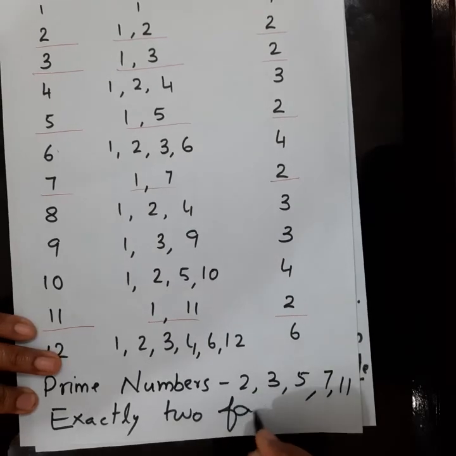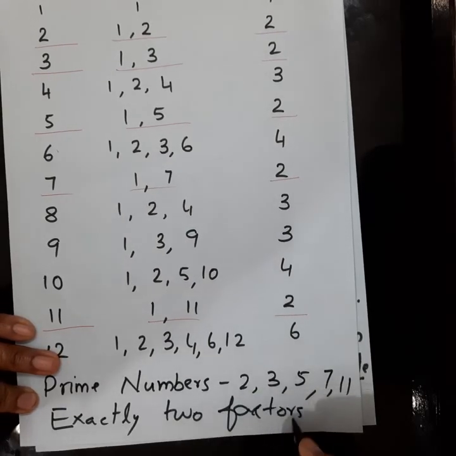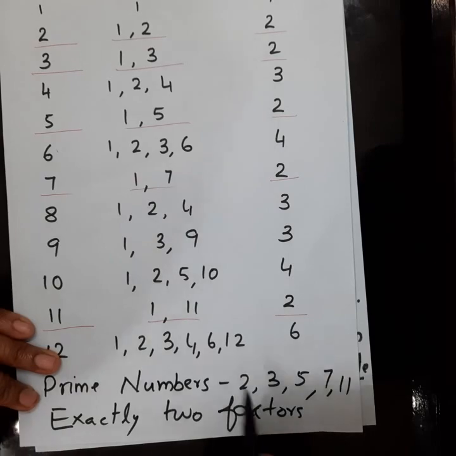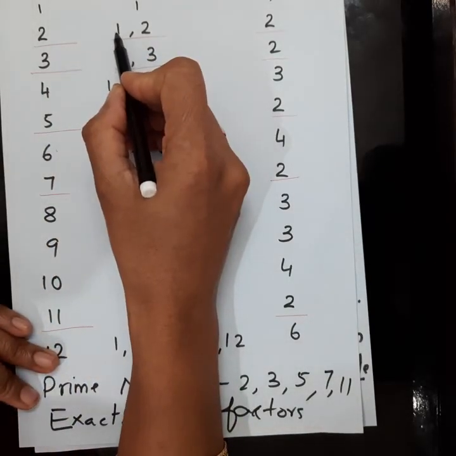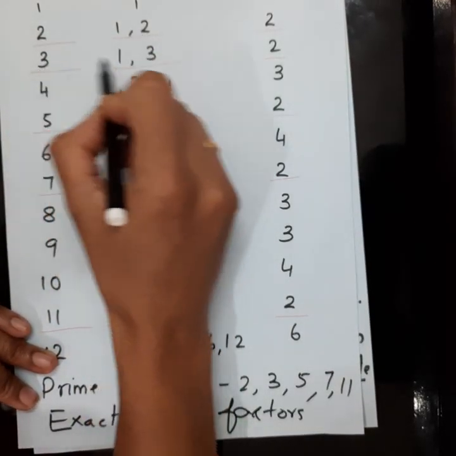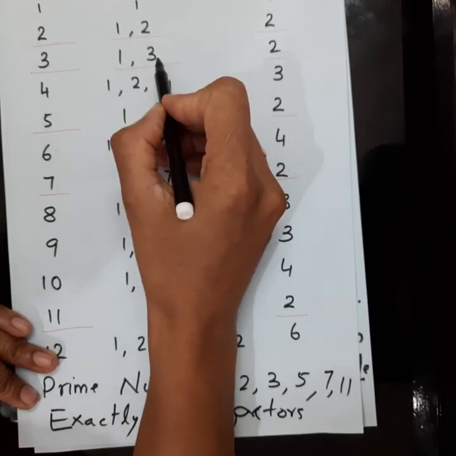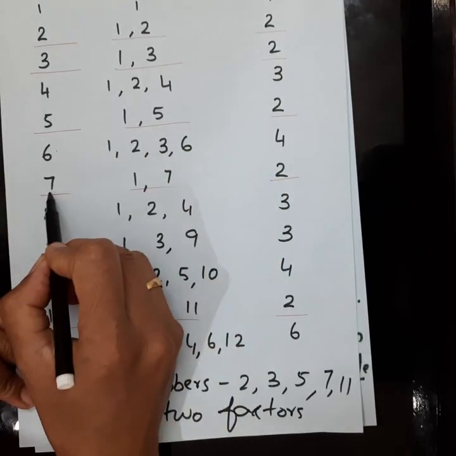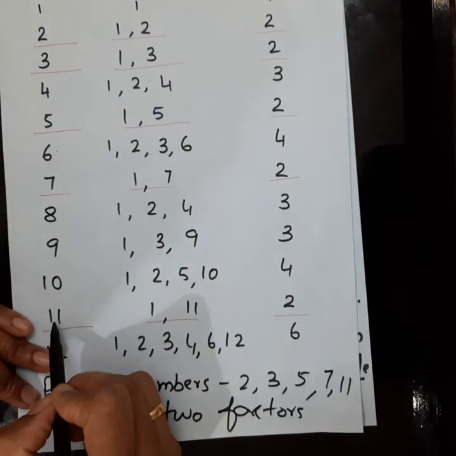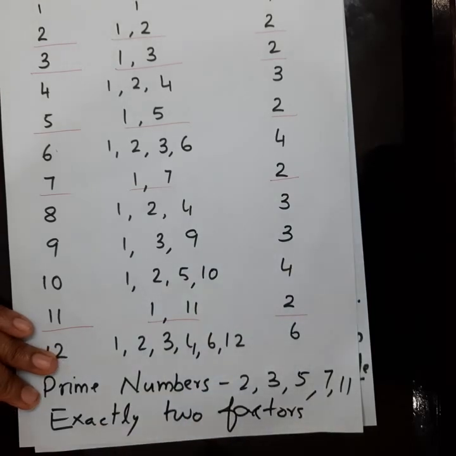Can you tell me what the 2 factors will be? One factor will be 1 and the other will be the number itself. For 3, 1 and 3. For 5, 1 and 5. For 7, 1 and 7. For 11, 1 and 11. That means for prime numbers, 1 is a factor and the number itself is a factor. No other factors will be there. Such numbers are called prime numbers.